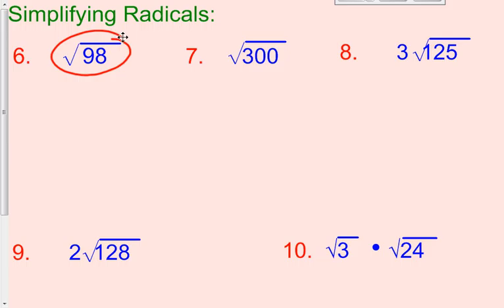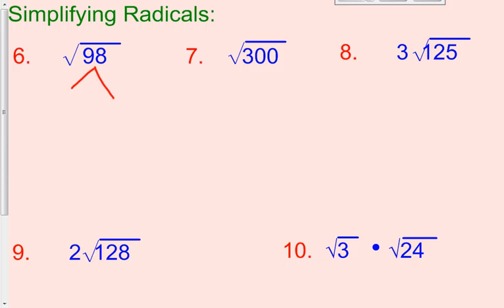And the way I do it, and I think teachers teach it in different ways, but I just talk about breaking this up into two different factors of 98. And I always want to find the highest squared number that can go into 98. We can always take the square root of a perfect square.